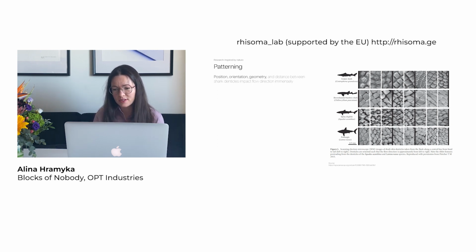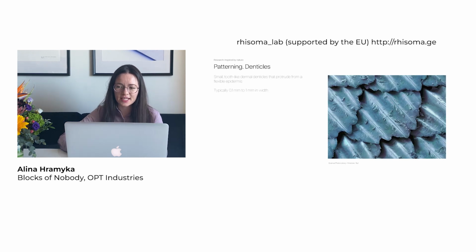global scale. You can see that the geometry is changing depending on where it is, next to the head, in the middle of the body, or the tail, and the distances between the denticles and everything is controlling the drag and reduction, and helps the shark skin to move through the water. And on the micron scale, how the denticles work is in how they are shaped. They are basically very small tooth-like dermal denticles that protrude from the flexible epidermis. And typically the size of a denticle is from 0.1 millimeter to 1 millimeter in width.